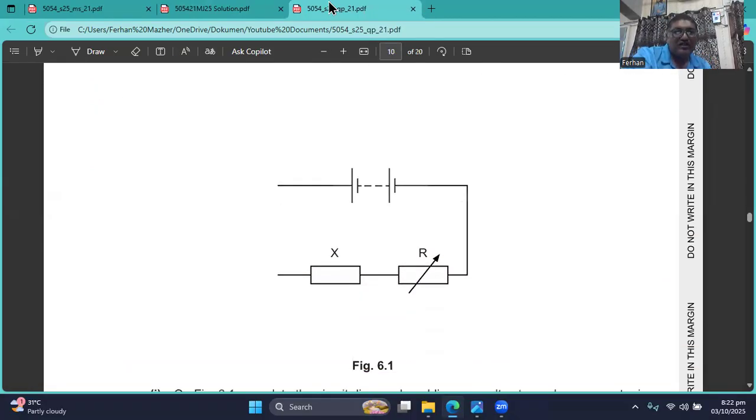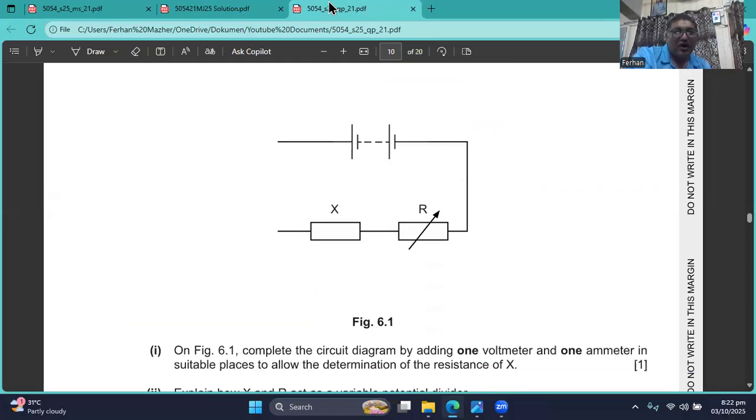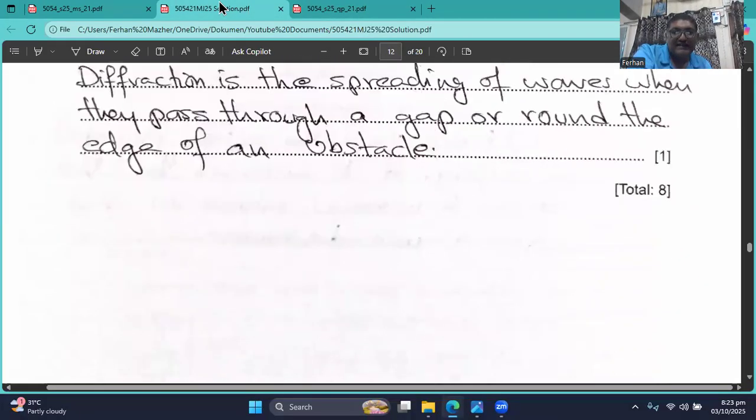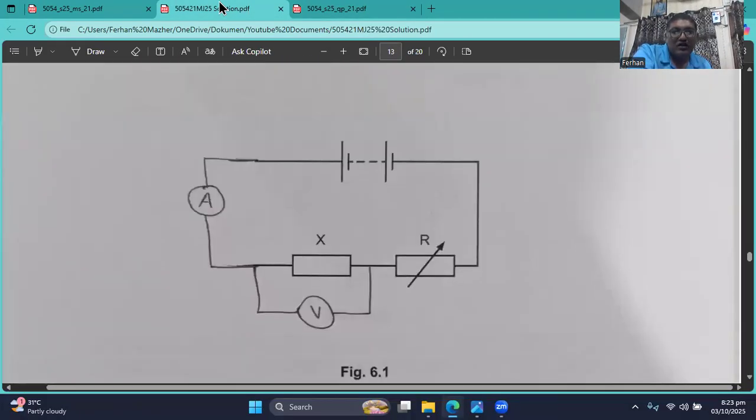So their question is, on Figure 6.1, complete the circuit diagram by adding 1 voltmeter and 1 ammeter in suitable places to allow the determination of the resistance of X. So I will add an ammeter in series with the X, and parallel to this X, I will add a voltmeter. Very carefully, I have to do this. Let me show you.